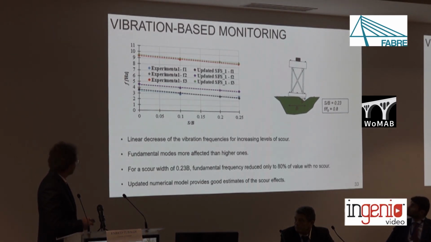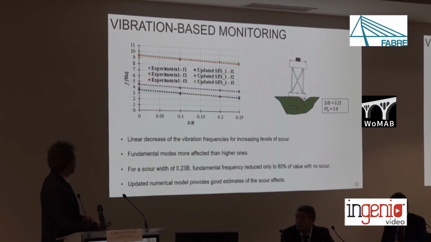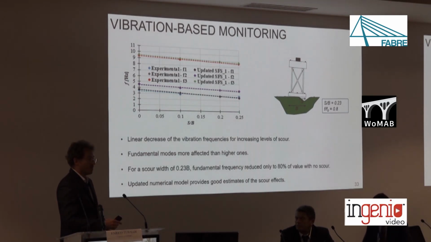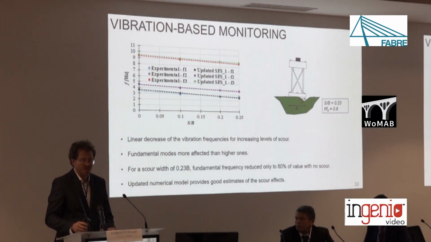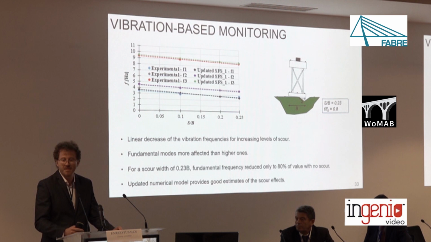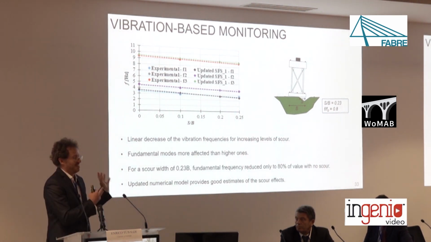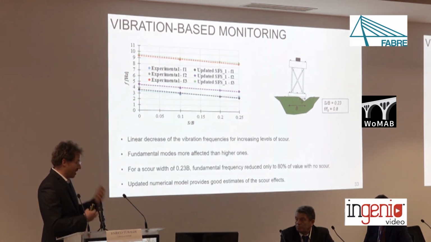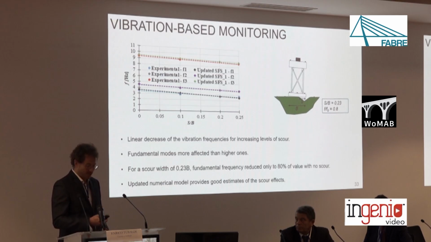And what we noticed is that for this structure there is a linear reduction of the frequency for increasing portions of the foundation undermined by scour, and when 1/4 of the foundation is undermined, there is a reduction of the frequency of 20%. Obviously, this structure is very far from a masonry arch bridge, but this research was useful for us to get an idea of what are the expected levels of reduction of frequency due to scour.